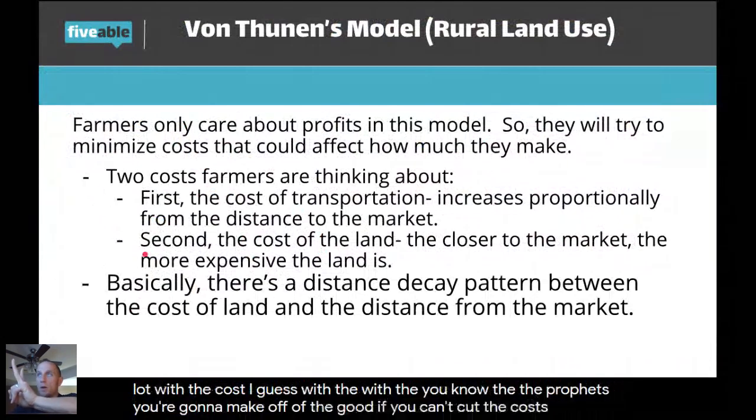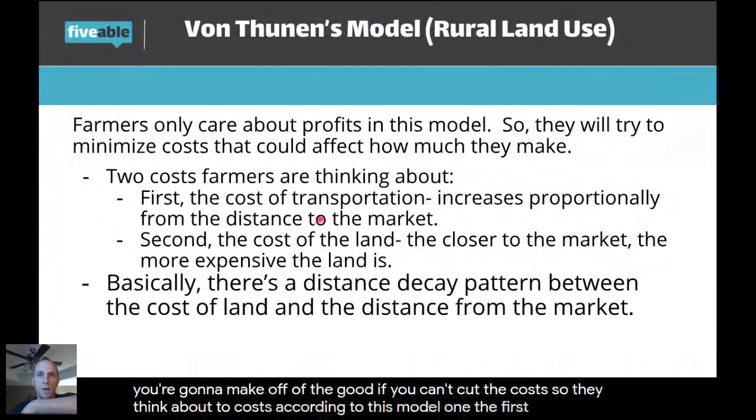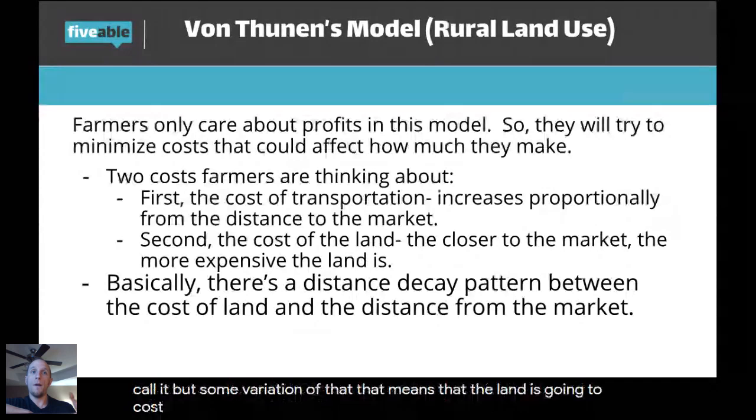So they think about two costs according to this model. One, the first cost is the cost of transportation. All right, that's important. The further you are away from the market, the more the cost of transportation is going to be. And secondly, they look at the cost of land. So sometimes you're going to see this called bid rent, or just rent, or whatever you want to call it. But some variation of that, that means that the land is going to cost something from the farmers.